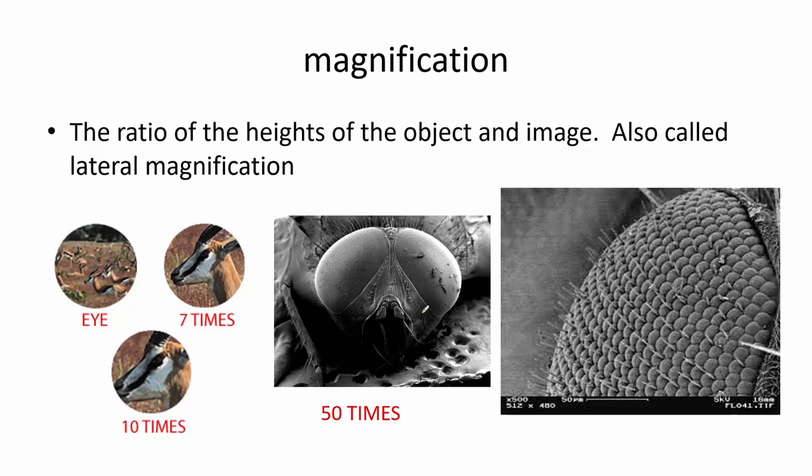We are familiar with the term called magnification, and it is technically defined as the ratio of the heights of the object and image. It is also known as lateral magnification. Here we have an image of an animal, and when we increase its magnification we can see more and more detail. Here we have an image of a fly and we examine it visually with specialized microscopes using electron beams rather than visible light. As we increase the magnification we see more and more details of the compound eyes of a fly.